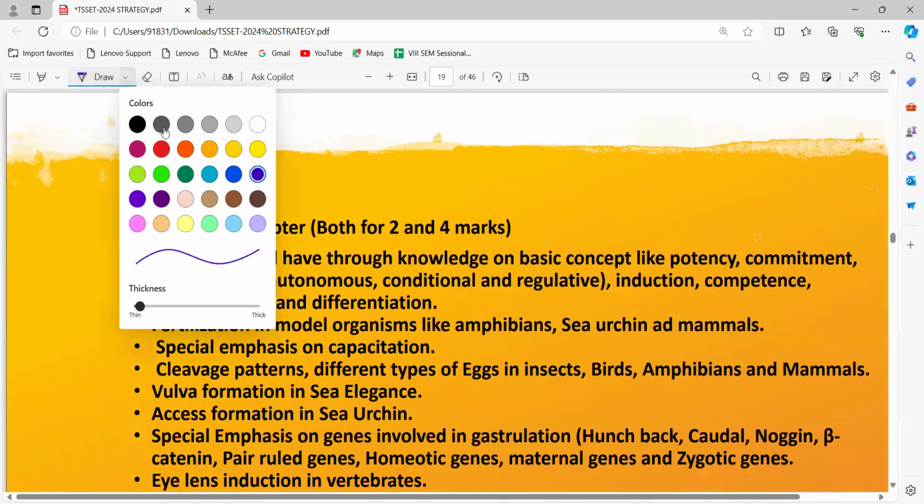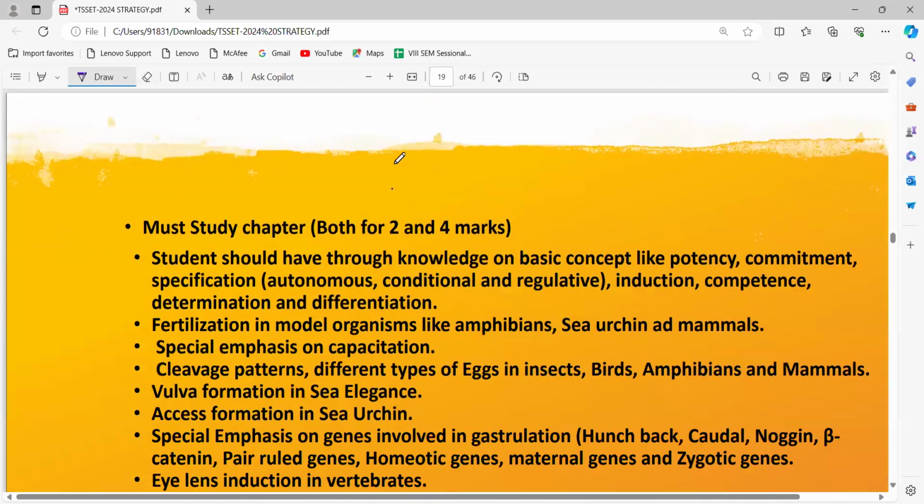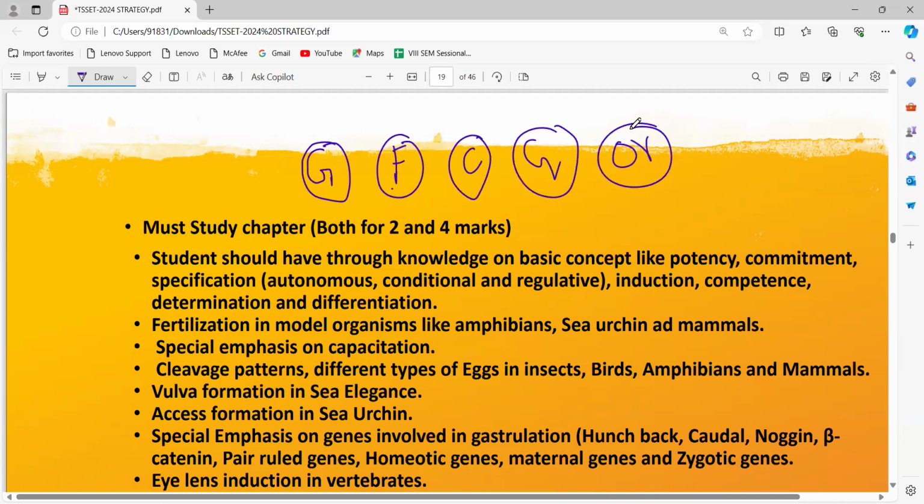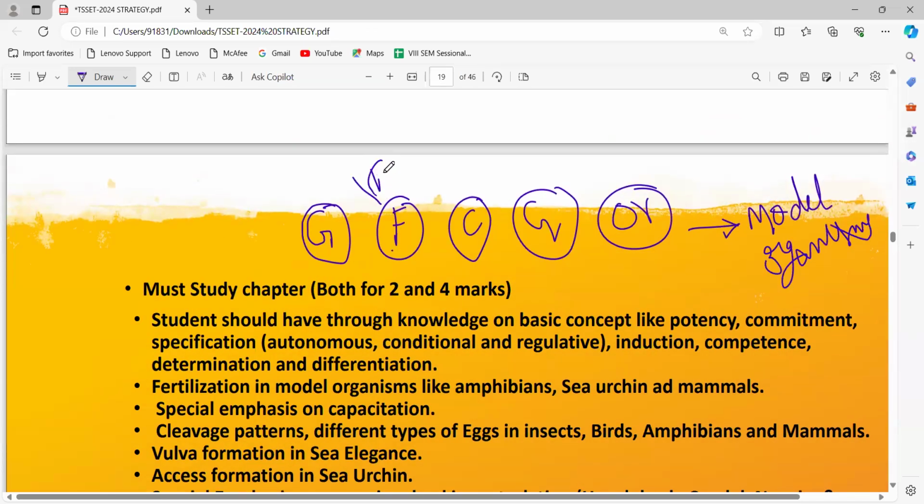What you have to read in the chapter of developmental biology, simply I'll tell you, we have to focus on gametogenesis, fertilization, cleavage, gastrulation, and organogenesis. These are 5 events we have to study using different organisms as models. If you look at your 2023 question paper, we got 1 question from fertilization, 2 questions from cleavage, 3 questions from gastrulation, and only 1 question from organogenesis. We did not get any questions from gametogenesis.